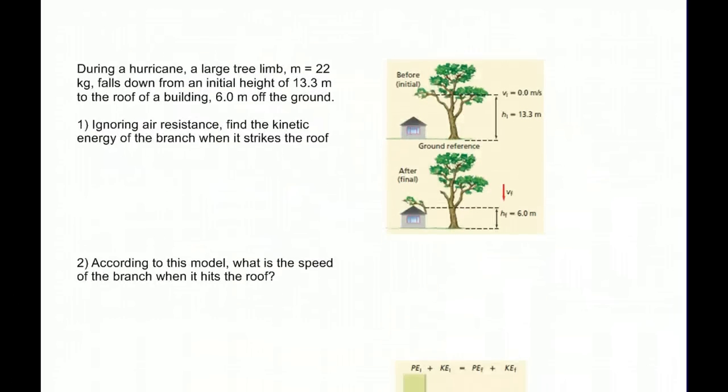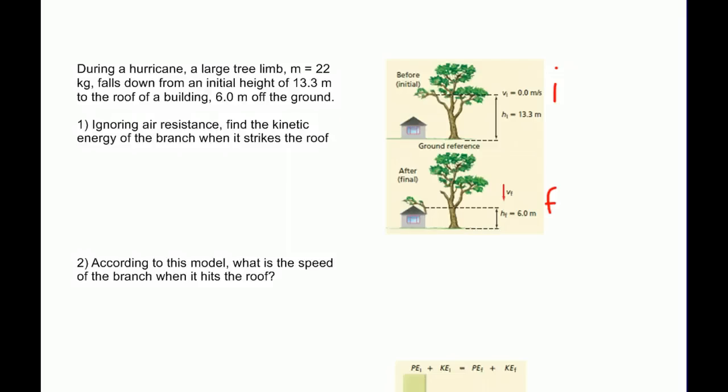So during a hurricane, a large tree limb of mass 22 kilograms falls down from an initial height of 13.3 meters to the roof of a building 6.0 meters off the ground. If we're asked to find how much energy it has when it strikes the roof, and then the speed of the branch when it hits the roof, we have to use the idea of energy conservation. So the first thing I would like you to do is, we'll call this our initial point and this our final point.